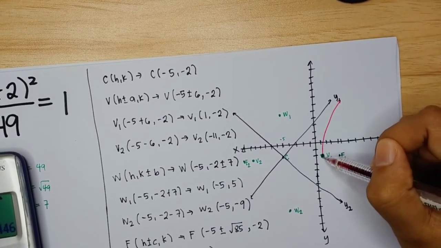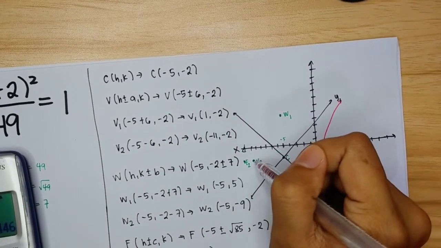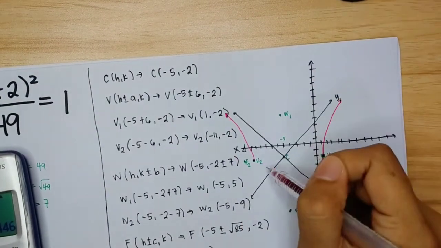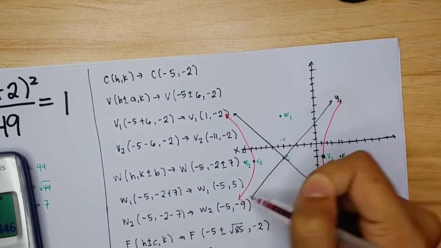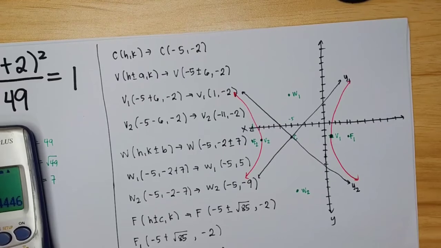Okay, so para siyang pag ganyan. Okay, so dito. Okay, pag ganyan siya. Yan yung hyperbola natin. Okay? So, ganyan mag-plot. Okay.